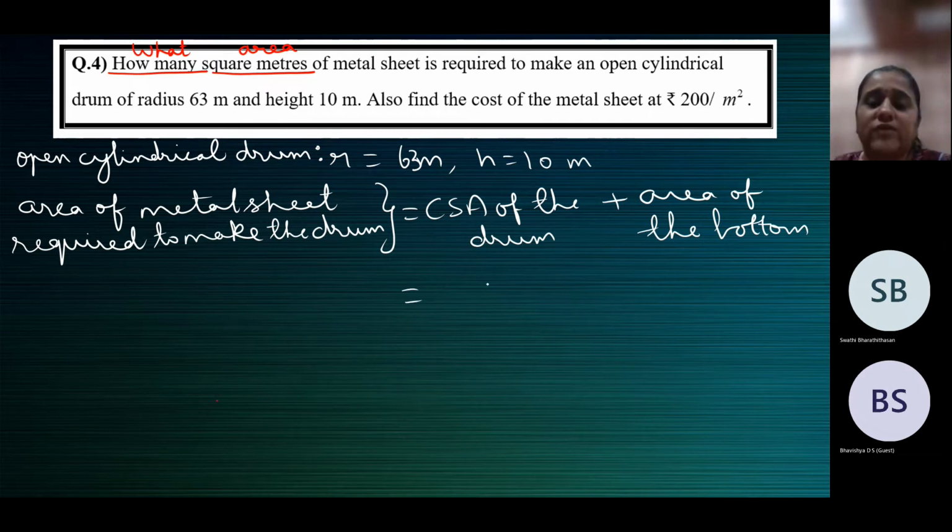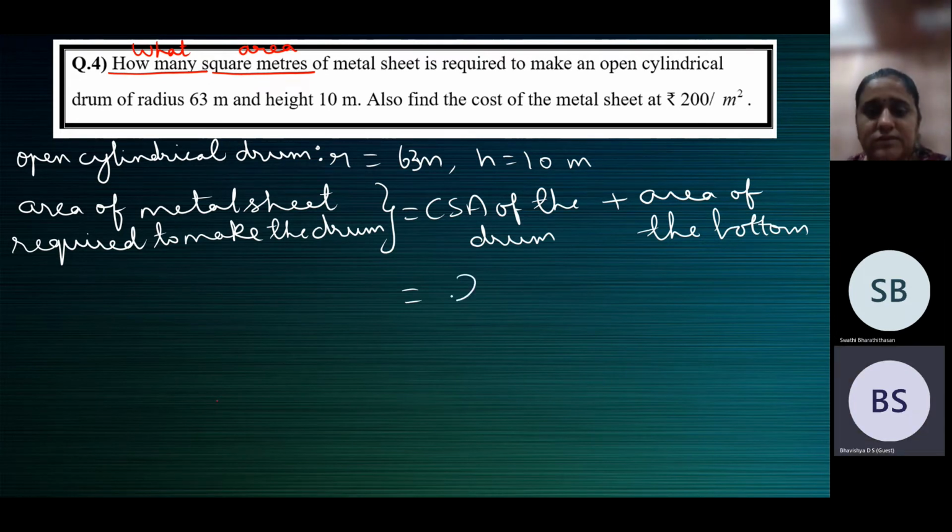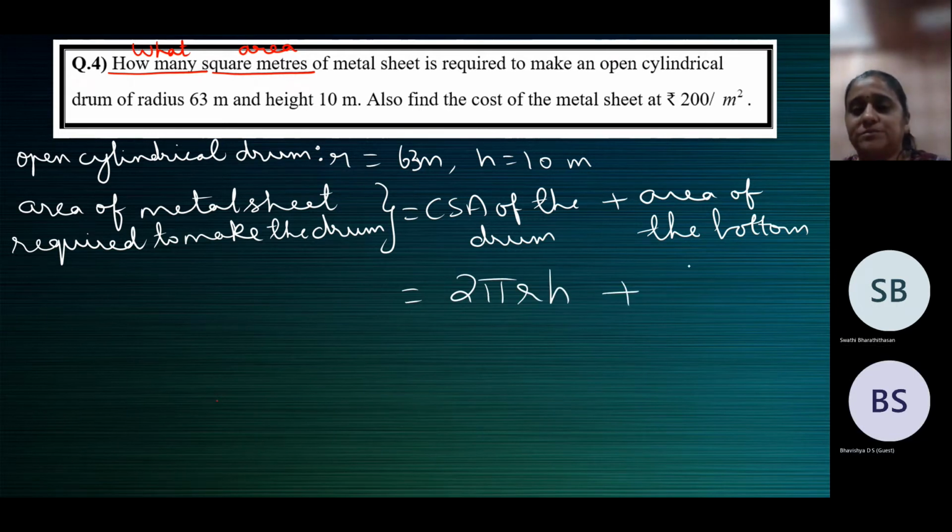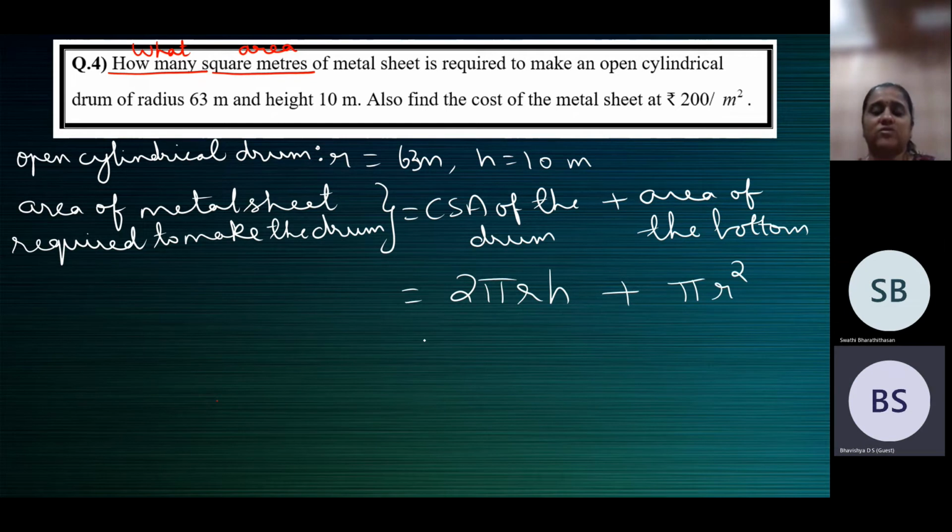So what's the formula to find the CSA? 2 pi r h. And what about the area of the bottom? Pi r square. Pi r square is a circle, so pi r square.